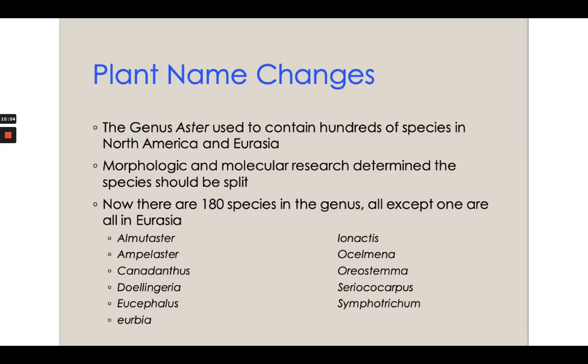So plant name changes again. The genus Aster used to contain hundreds of species in North America and Eurasia. Morphologic and molecular research determined that the species should actually be split. Now there are 180 species in the genus, all except one are in Eurasia. So they made it more specific to Eurasia, and now North America has its own separate one.